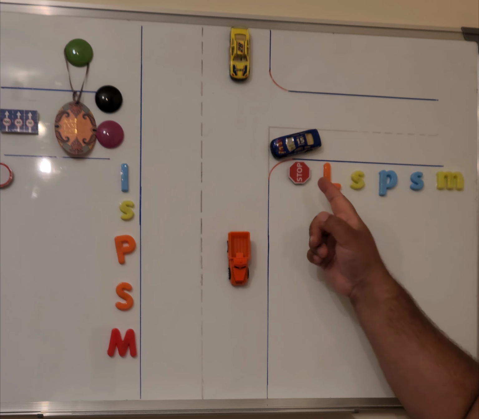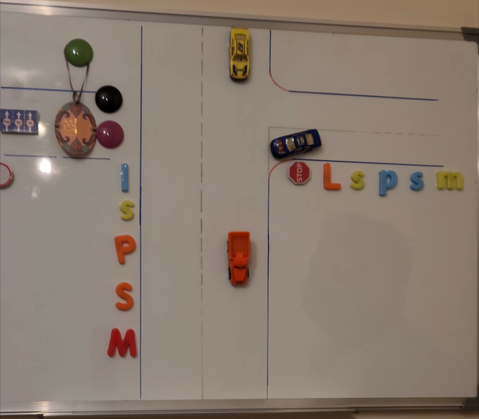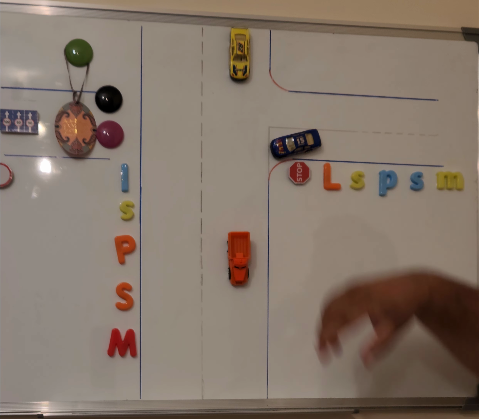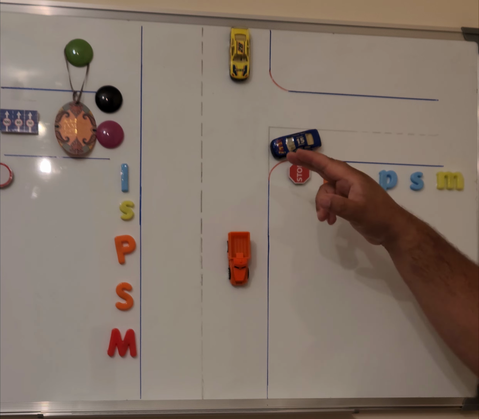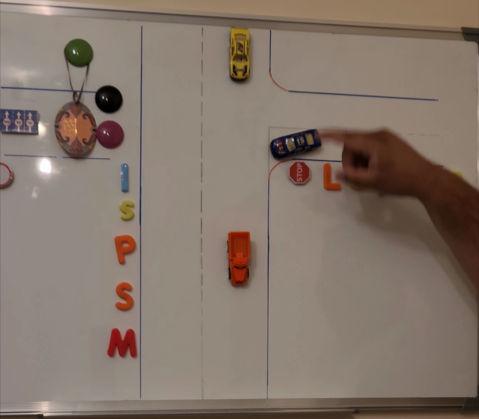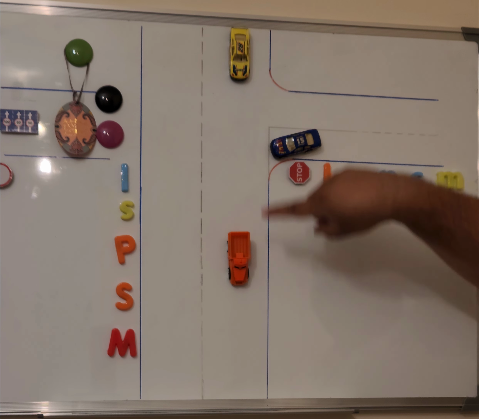Now this is very important. There is a stop sign. You have to stop here. Once you stop, then you look left and right. If there is traffic coming from your right hand side, then you would wait for them to pass on.